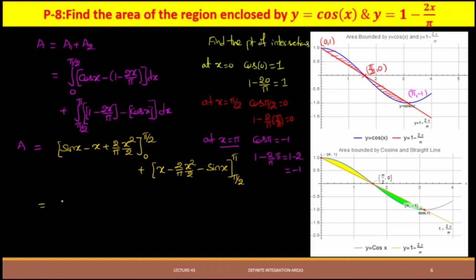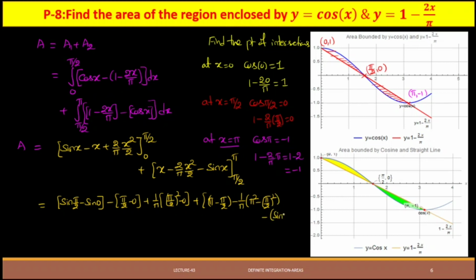Now substitute the upper limit and the lower limit: sine pi by 2 minus sine 0, first function, minus pi by 2 minus 0 plus, that is 1 by pi into x square, so 1 by pi into pi by 2 whole square minus 0 plus pi minus pi by 2 minus 1 by pi into pi square minus pi by 2 whole square minus sin pi minus sin pi by 2 whole bracket. Yes, now I'll write down the values.